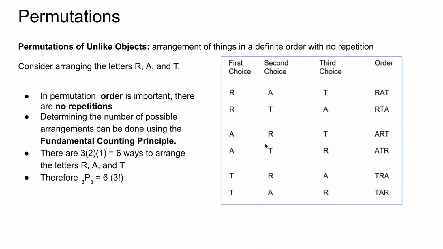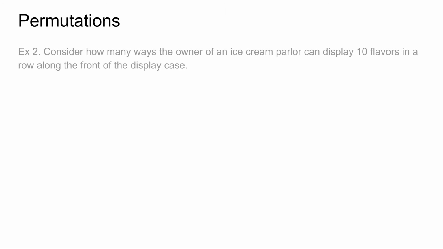to count the number of arrangements with these 3 letters. So the permutation is counting the number of arrangements where order matters, right? And there's no repetition. Remember that order is important and there is no repetition.